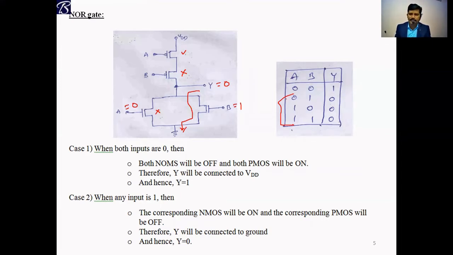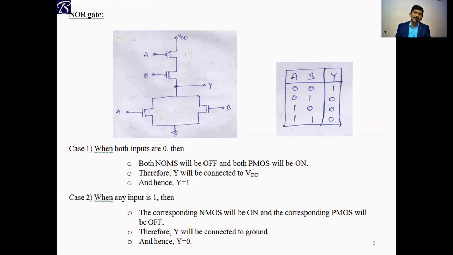So the conclusion, the second point, is whenever any input is 1, whether this or this, that's why it is OR gate, and this is the complement, so total NOR gate. So case 1 is both inputs are 0, output is 1, and when any input is 1, the output is 0. This is NOR operation.